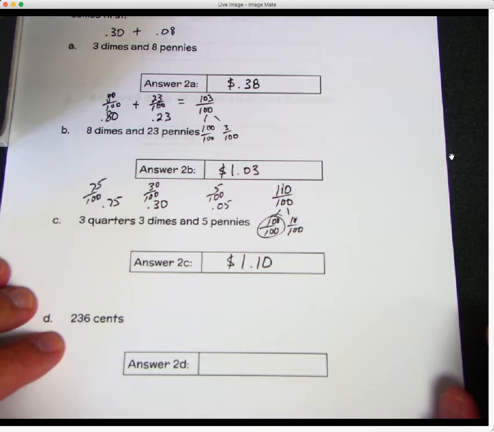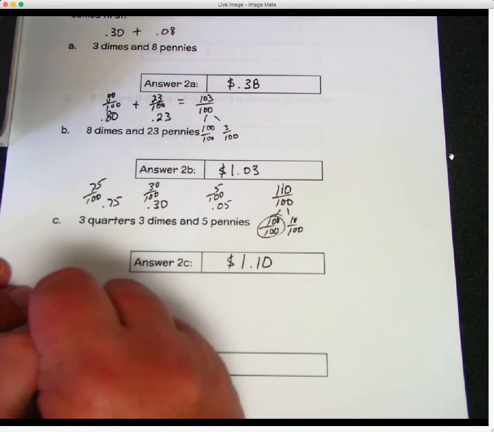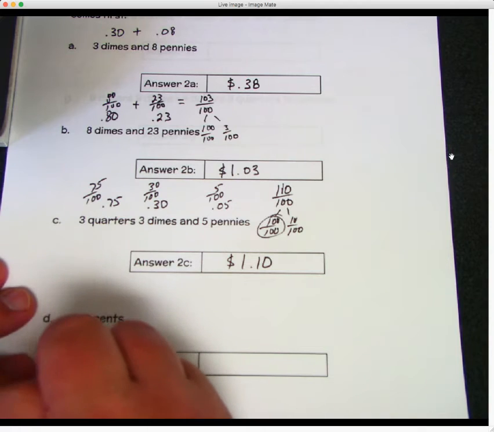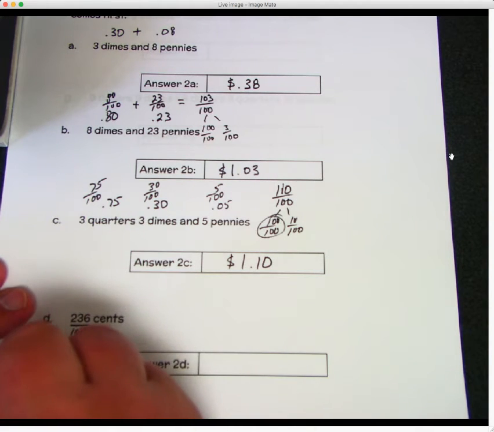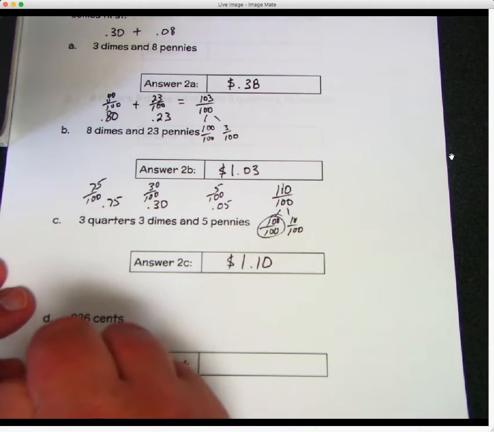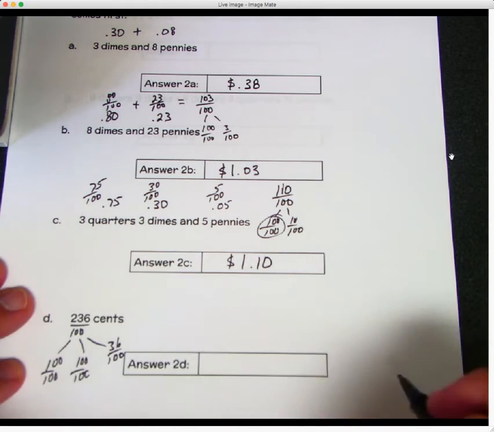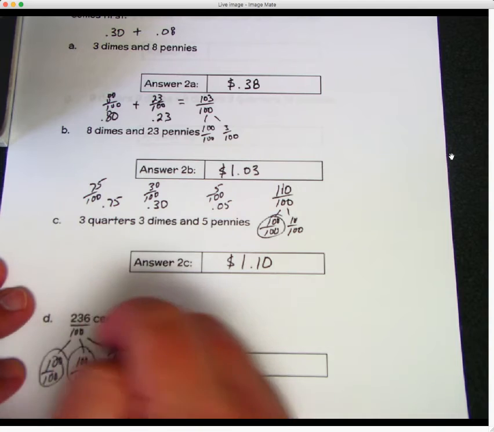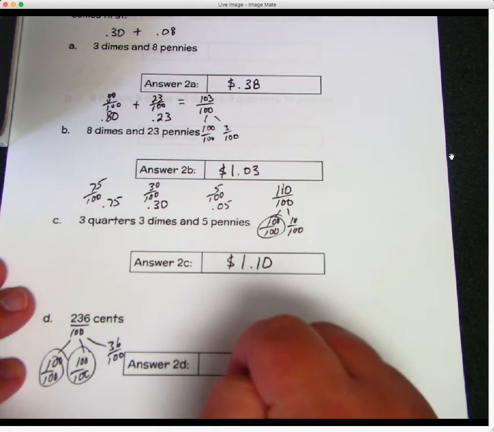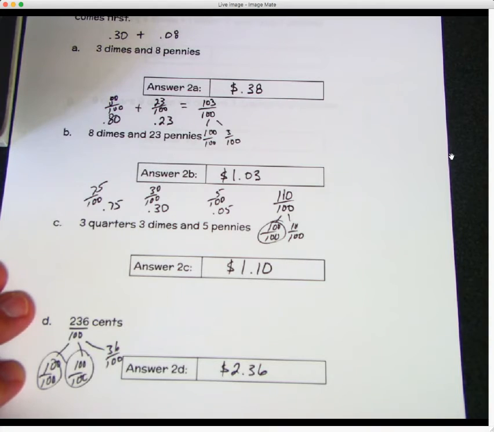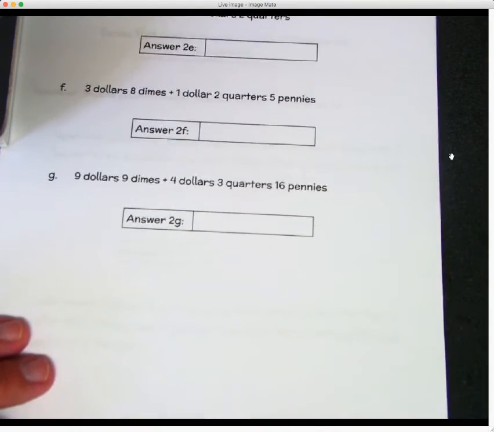236 cents. That's 236 hundredths. We can decompose that really quickly. 100 hundredths, 100 hundredths, 36 hundredths. That's 1, 2, and 36 hundredths. 3 more here.